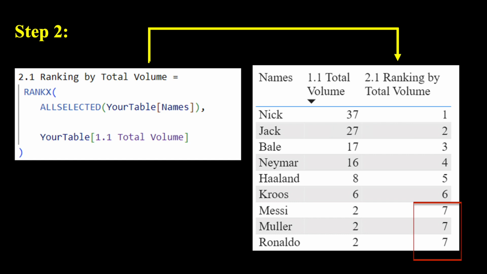But we have ties in the data, as 3 names have exactly the same volume, and all of them have the same ranking of 7. But for a Pareto chart, we need to assign a unique ranking number for each name, so we will be creating more measures to resolve this issue.